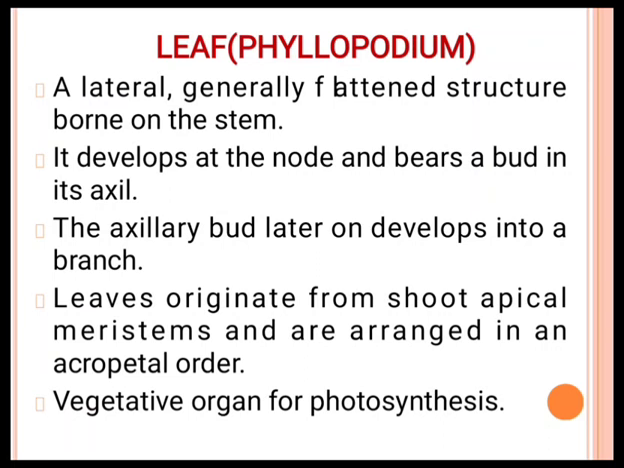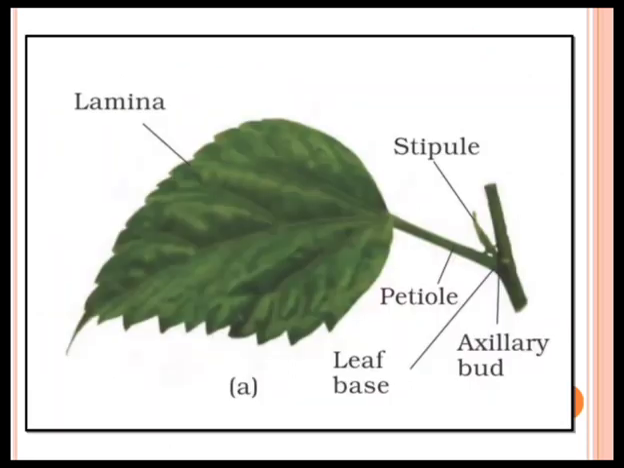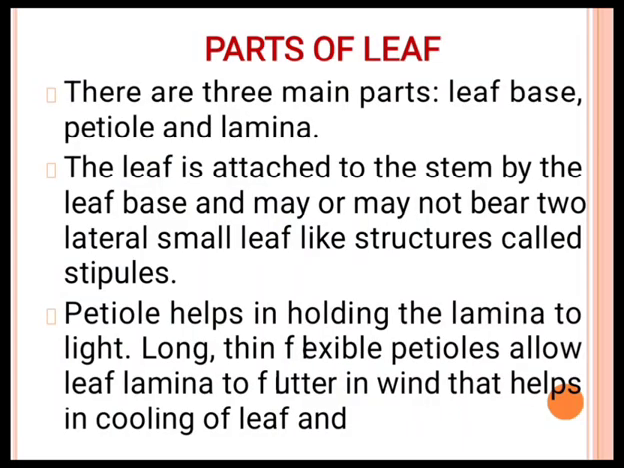Photosynthesis, as you all know, is a process by which plants use sunlight, water and carbon dioxide to create oxygen and energy in the form of sugar. Now you can observe the main parts of the leaf. It consists of a leaf base, petiole, lamina, axillary bud and stipule.